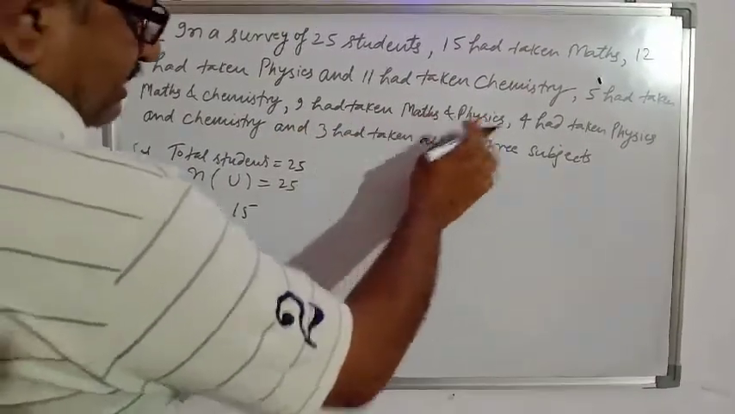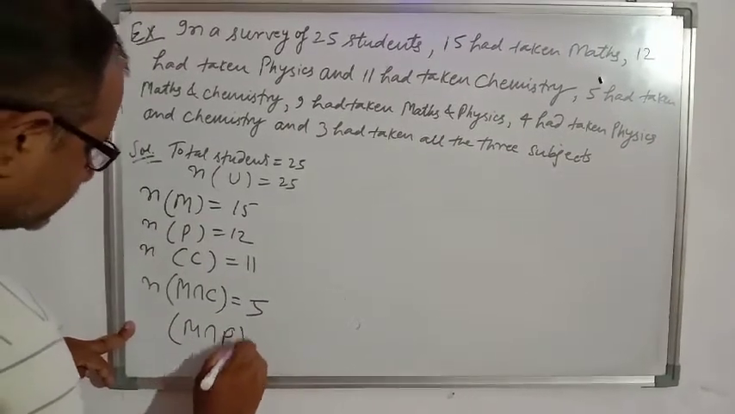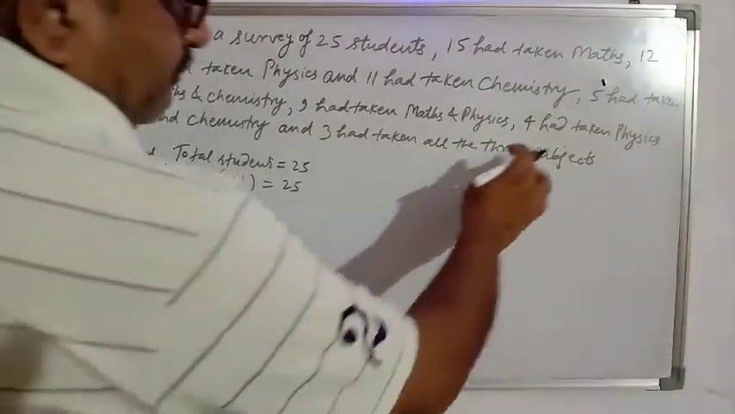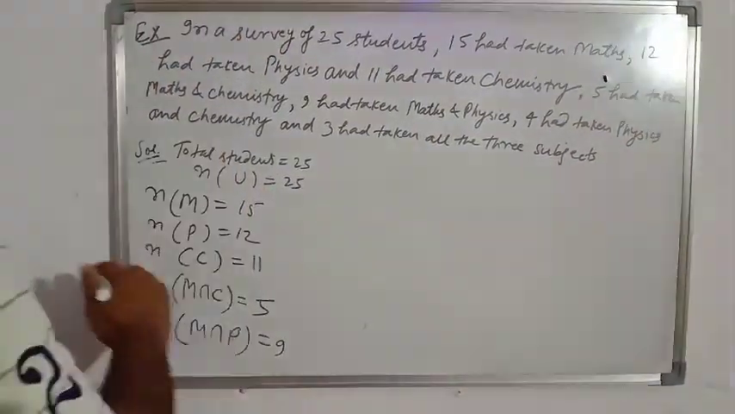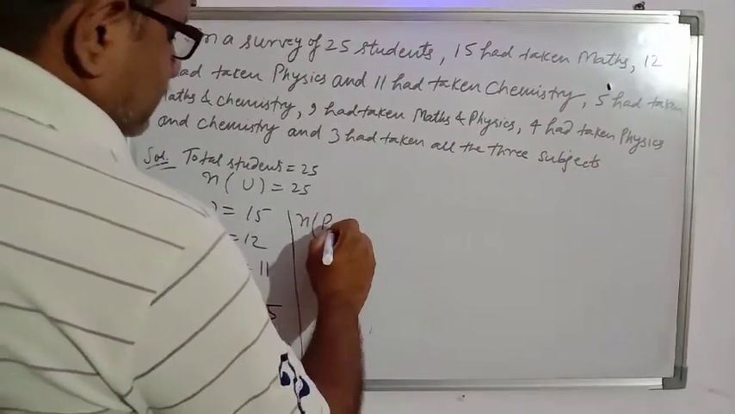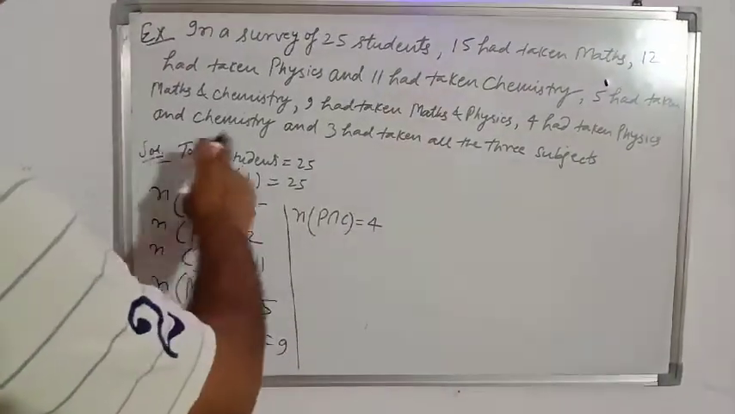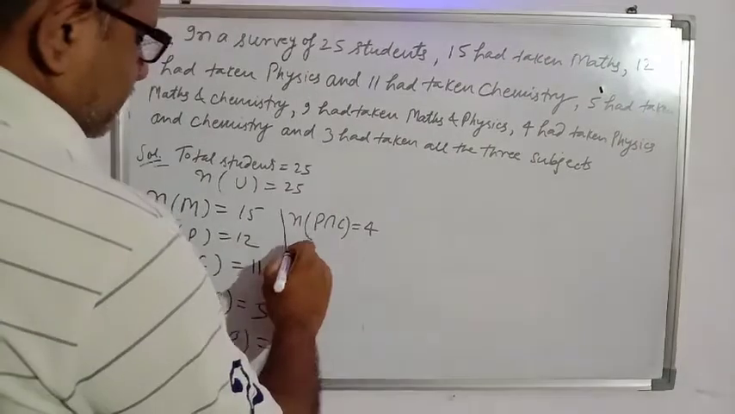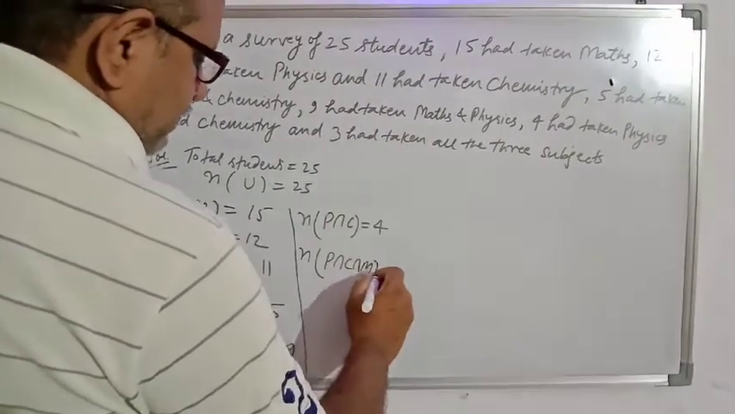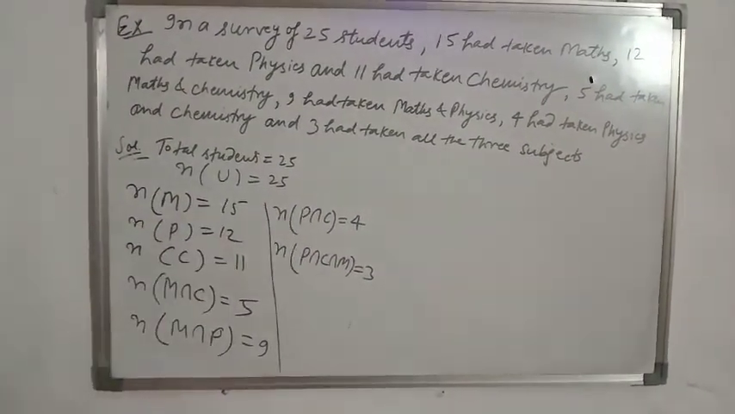9 had taken math and physics. So math intersection physics, cardinal number is 9. 4 had taken physics and chemistry. So cardinal number of physics intersection chemistry is 4. And 3 had taken all the three subjects. So physics intersection chemistry intersection math, number of students 3. So these things are given.